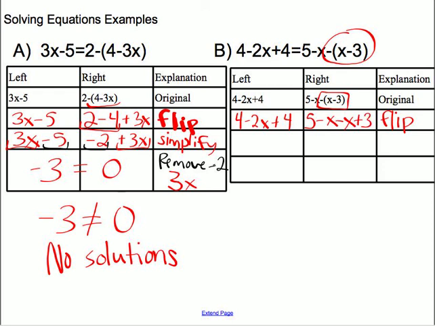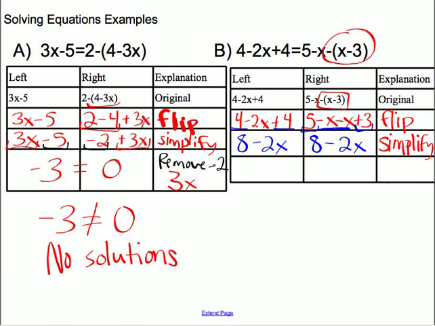Now I'm seeing a lot of like terms that I can simplify. So I want to do that so I don't have so much stuff to copy down, and so I write a simpler answer. So I'm going to simply find like terms and put them together. So I really have 8 and a negative 2x. And on the right, I see a 5 and a 3 I can combine. So I also have 8. But when I combine this stuff, negative x and a negative x make a negative 2x.